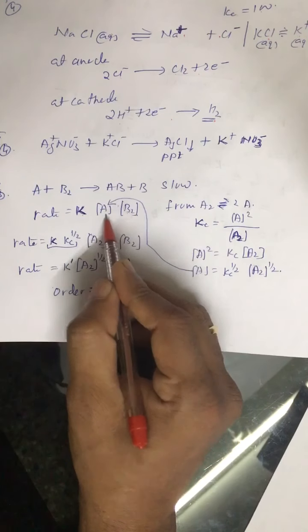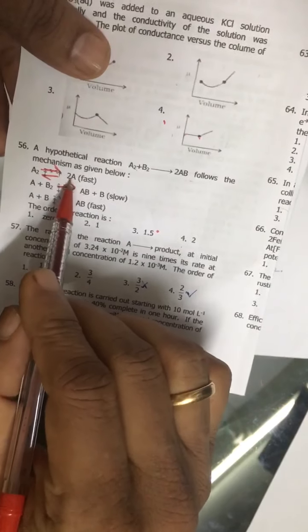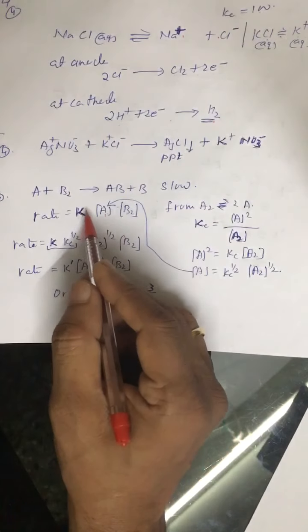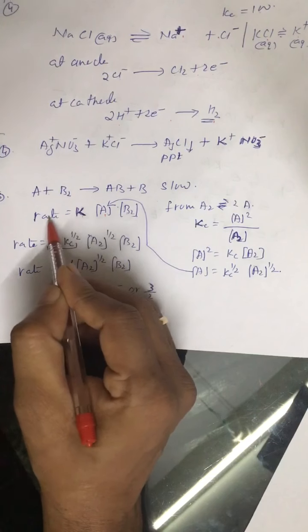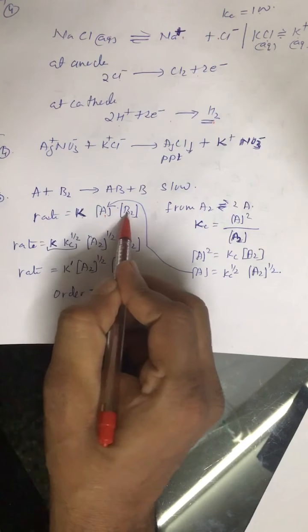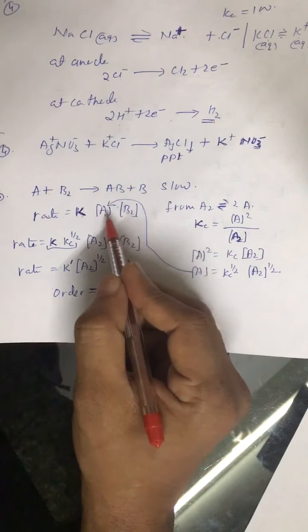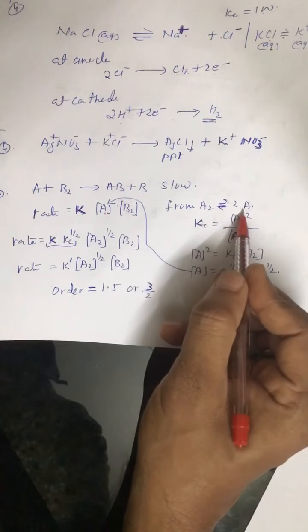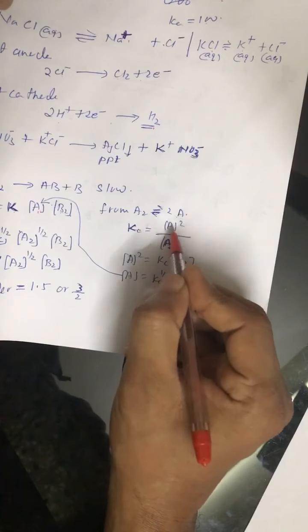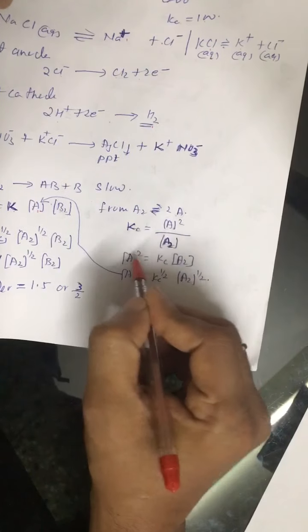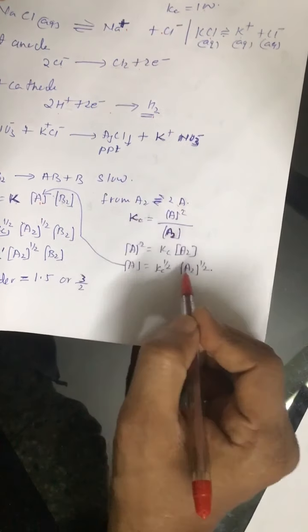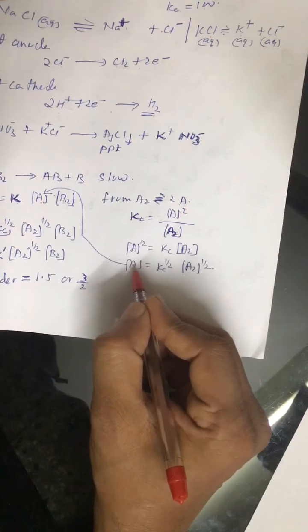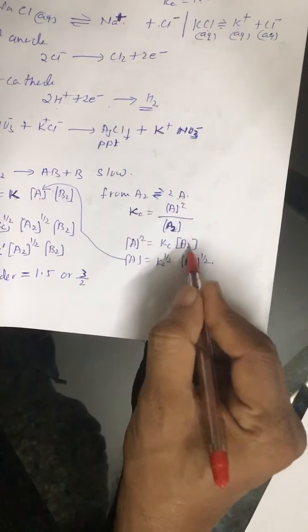But the problem is that one of the reactants is the product of the equilibrium reaction, that is the first one. So on the basis of the slow step, we get R equal to K A into B2. Now A is the product of this reversible reaction, so we can write Kc equal to A square upon A2, or A square equals Kc into A2, or A is equal to root of Kc and root of A2.